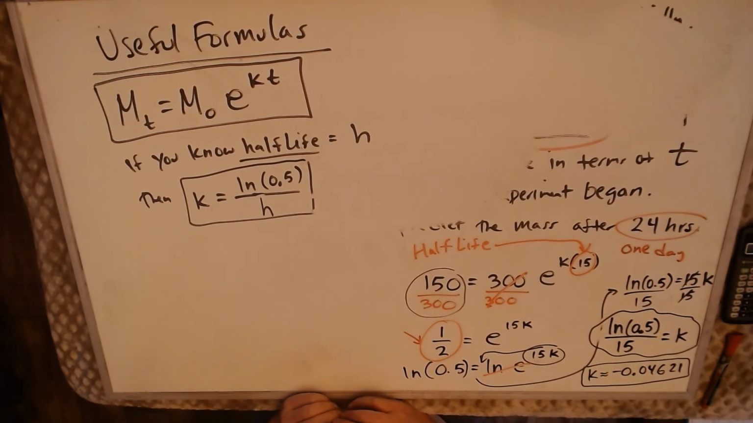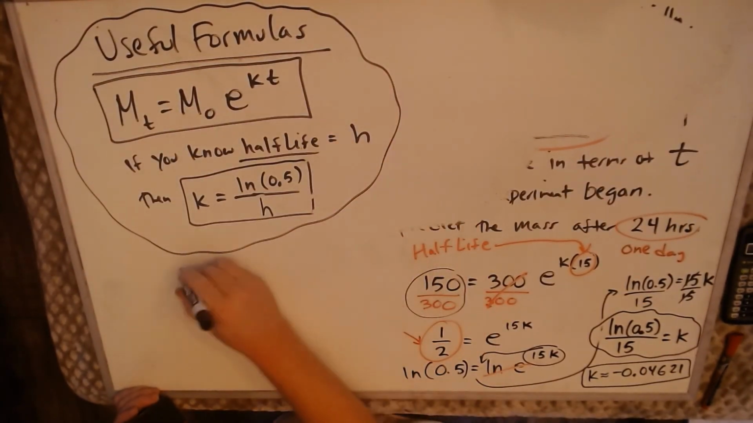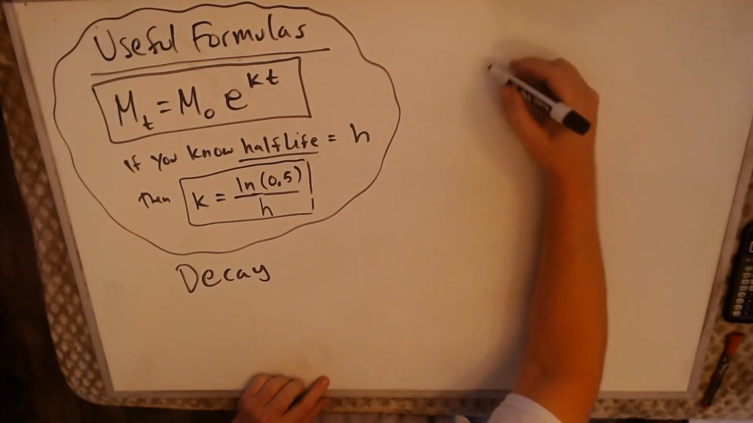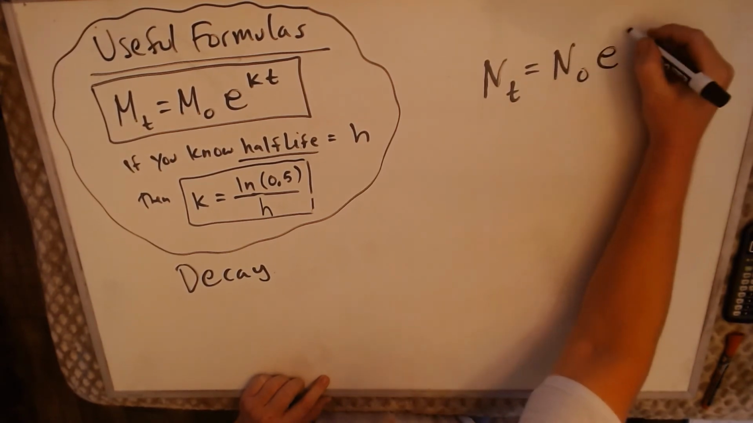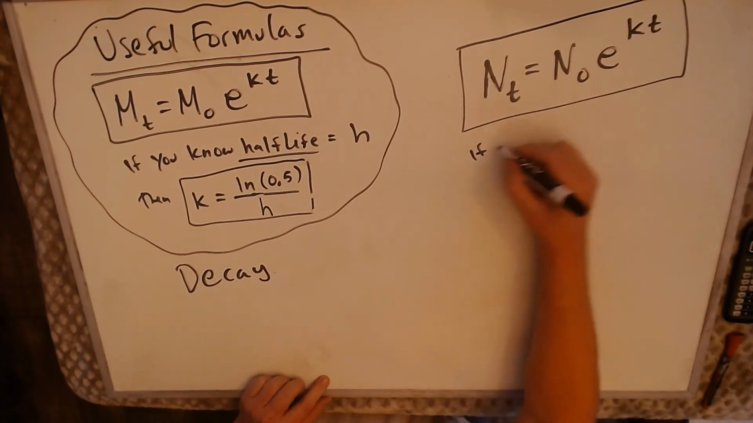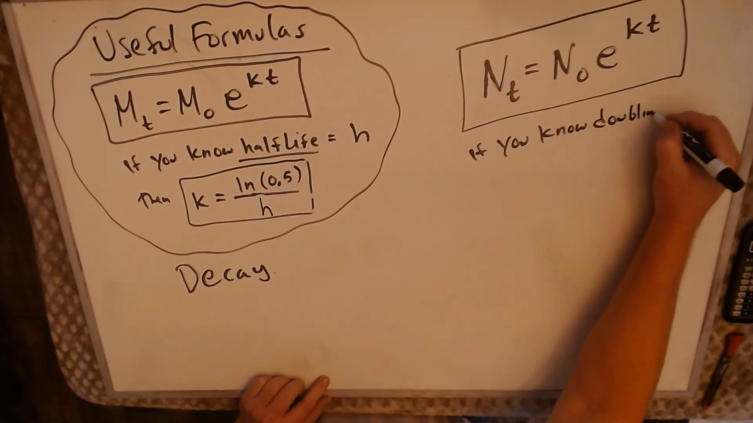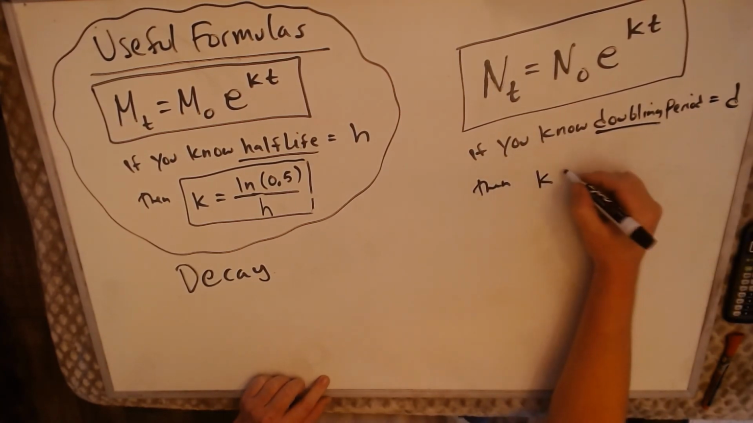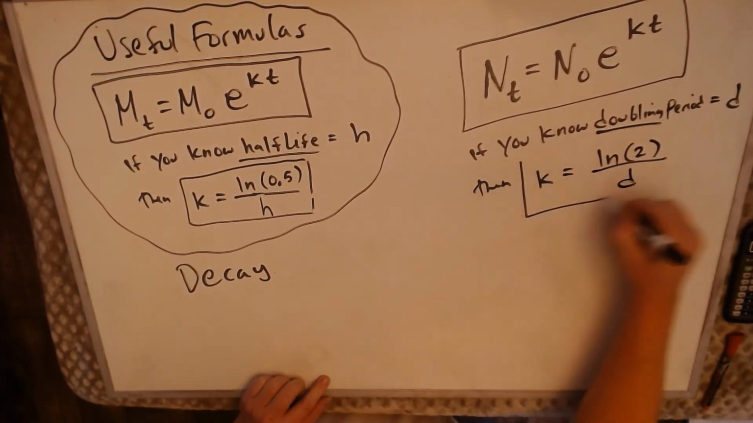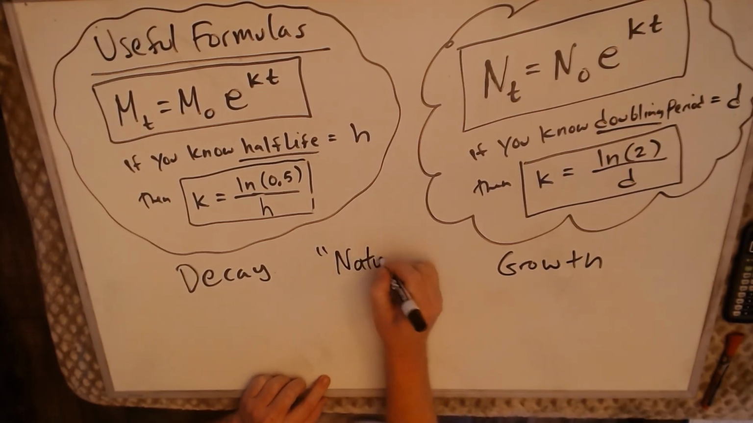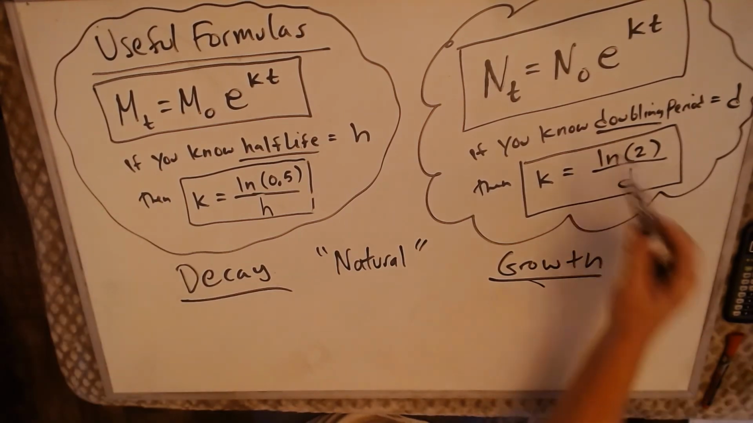Okay. Oh, this is for decay. Might as well go for it. Let's use NT for number. So this is our growth formula. If you know the doubling time, say D, then K is ln of 2 over D. That would be your growth. And these are both called the natural decay and growth functions.